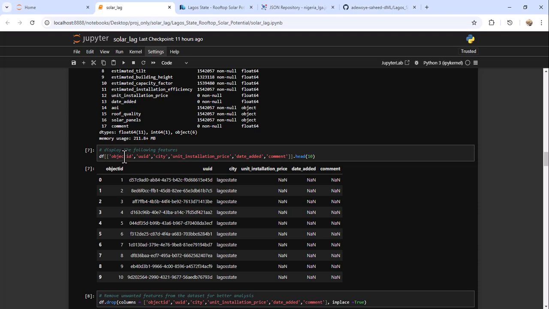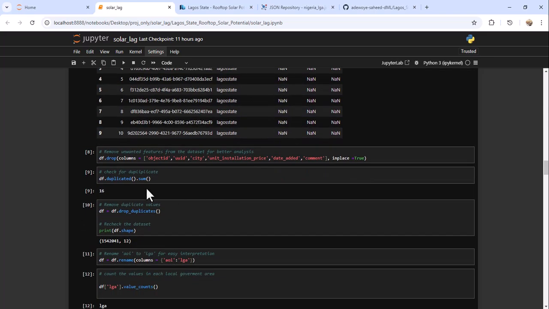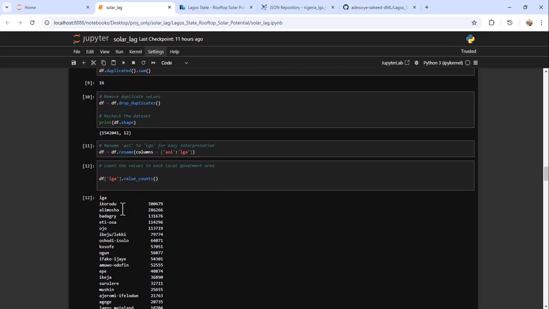I cleaned the dataset using Python and I dropped some of the columns that are not that useful for this analysis. Columns like object ID, UID, city, units, installation price, and the likes. Then also the data set consists of about 16 duplicated values, so I dropped those. Then I looked into some of the features in the data set.